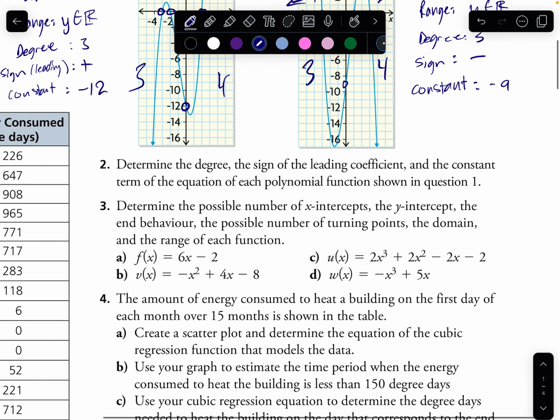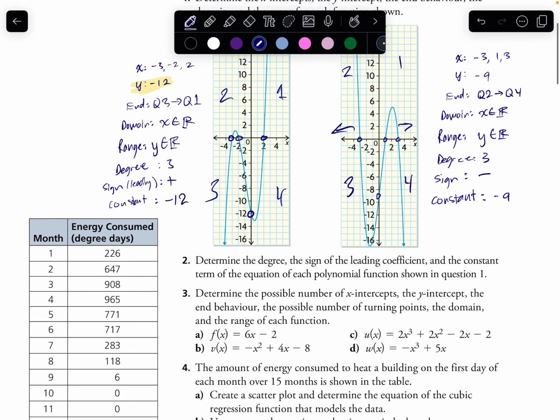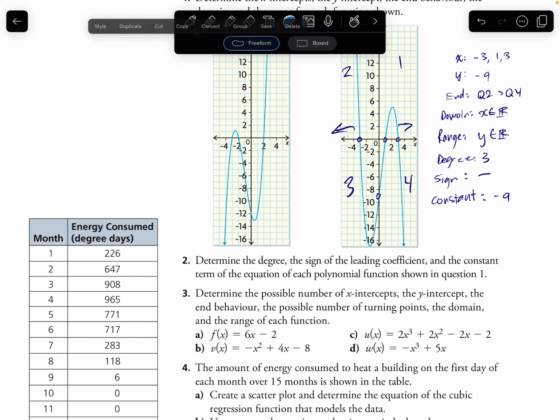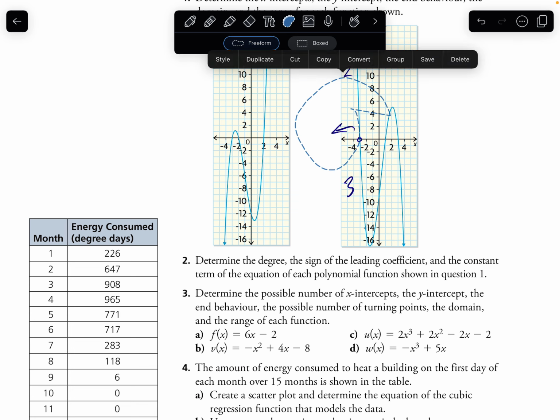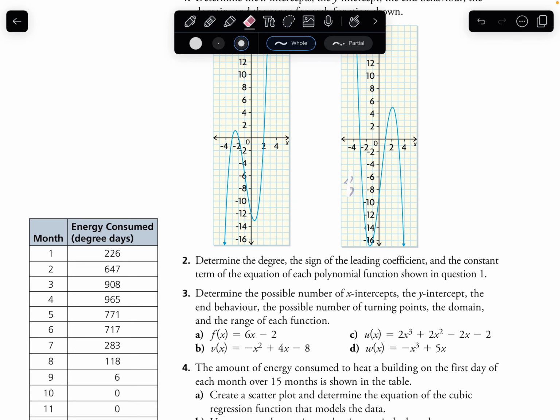Okay, 3, determine the possible number of x-intercepts, the y-intercept, the end behavior, the possible number of turning points, the domain, and the range of each function. Okay, there's not really space down here, so I'm just going to erase these top answers to make room, and just work up here instead. Sweet.